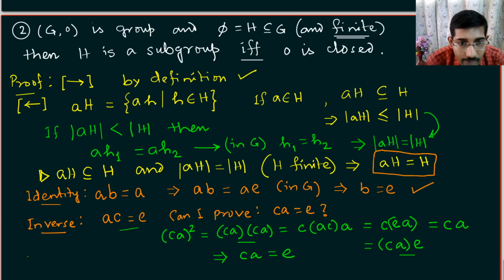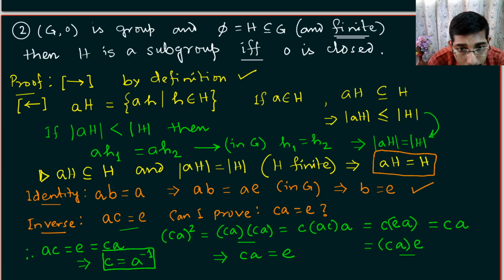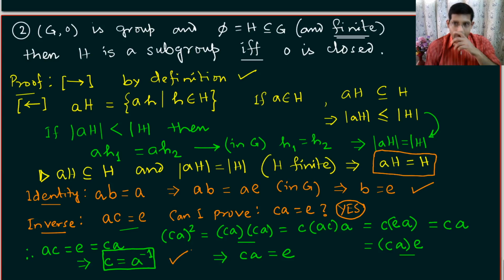So I have found the inverse, because AC equal to E in H, which is equal to CA in H, which implies C is my inverse. Hence, I can say that my inverse exists. Now, once I can prove all this, you can also think about proving the associativity principle. It's pretty simple. So everything tells that if this is closed and finite, it makes this a subgroup.